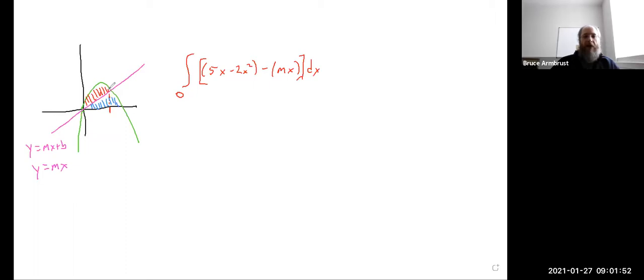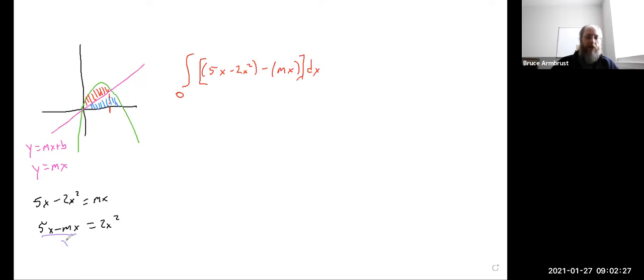Now, we still have to find this point where they intersect. So let's do that. We're going to take those two equations and set them equal to each other. So we have 5x minus 2x squared equals mx. So I'm going to move some things around. So I have 5x minus mx is equal to 2x squared. And then I'm going to divide everything by x.